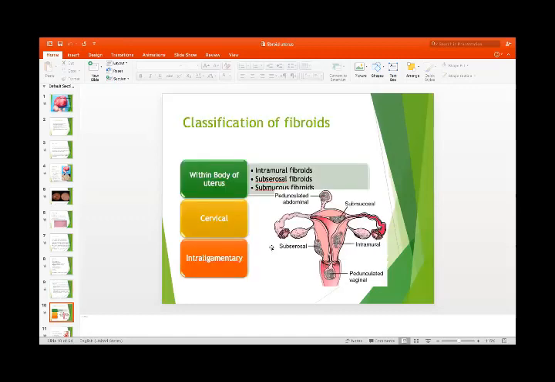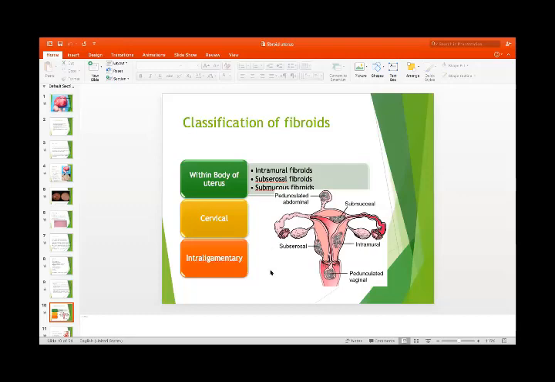Now we can classify the fibroids according to the site of the uterus. So they may occur within the body of the uterus, they may be cervical fibroids, or they may be intraligamentary fibroids. If they are within the body of the uterus, they may be intramural, subserosal, or submucous.